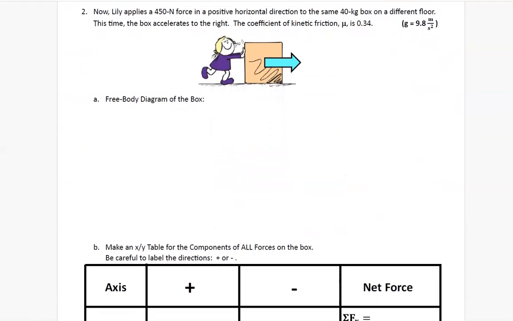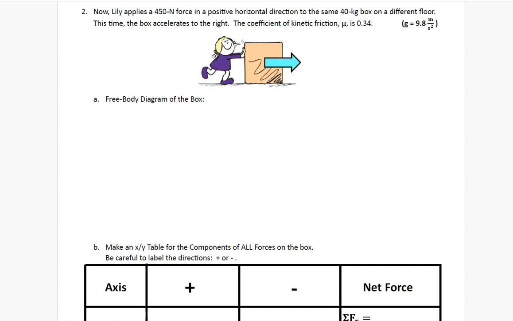Number 2. Now Lily applies a 450 Newton force. Okay, they're telling you the applied force right away in a positive horizontal direction. Okay, you know which direction it is, to the same 40 kilogram box. Okay, you know the mass too. On a different floor. This time the box accelerates to the right. All right, so it's accelerating. This is something different. And you're told the coefficient of kinetic friction, mu, is equal to 0.34.